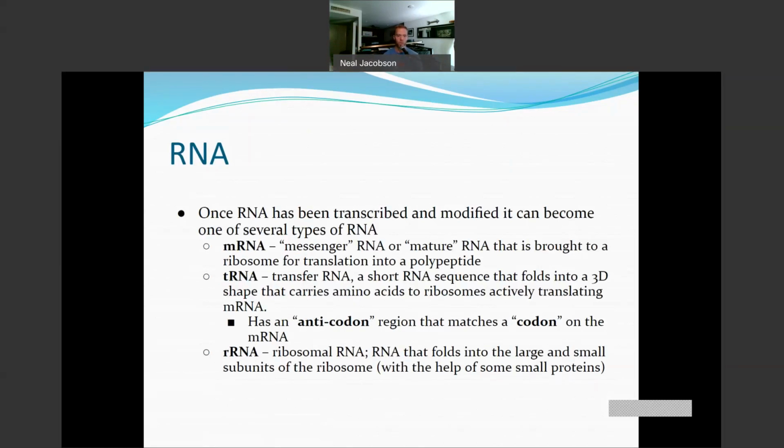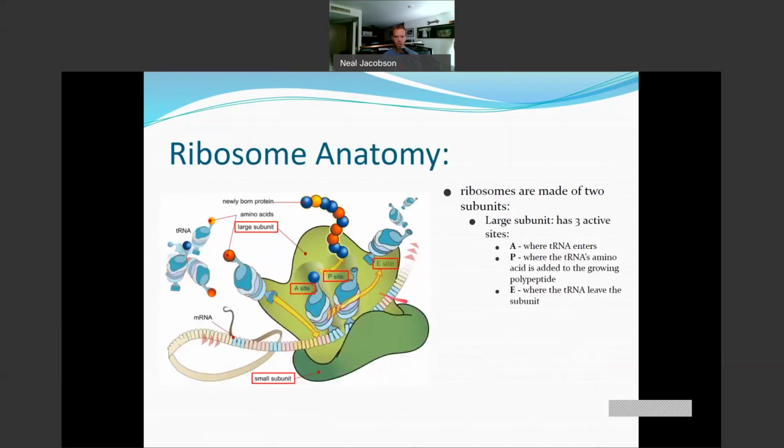So the RNA folds into the large and the small subunits of the ribosome. So the ribosome has 2 subunits, and let's talk about those. So there's a big, large subunit, right? That's this green goblin-looking guy. And then there's a small subunit just below it. So you got large subunit, small subunit. The large subunit is going to have 3 active sites. It's got the A site, the P site, and the E site. The E site you can always remember as the exit site.